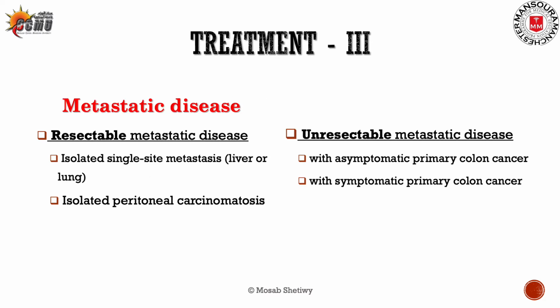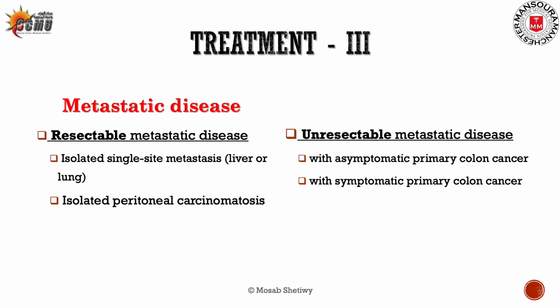So if this metastatic disease is resectable, meaning that it's isolated, a single-site metastasis in the liver, lung, or peritoneum, it could be resected. But if the patient is showing unresectable disease, then the management depends on the presence or absence of symptoms from the primary tumor.